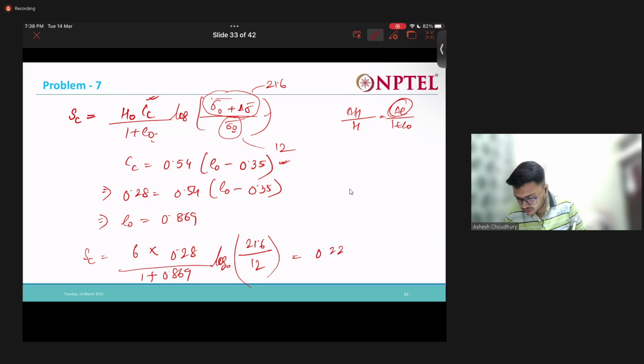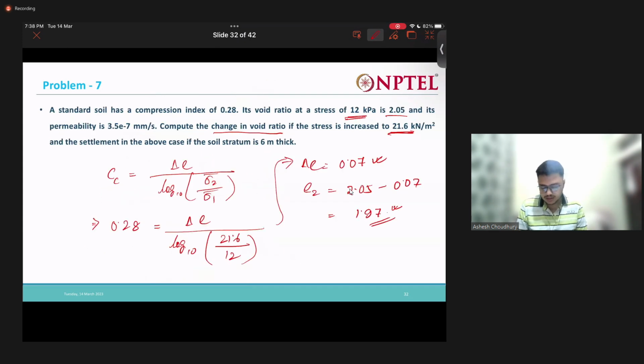0.229 meter, equal to 22.9 centimeter. So a lot of settlement. Around 0.229 meter, or 22.9 centimeter, of settlement will be occurring in this soil. I hope this problem was clear.